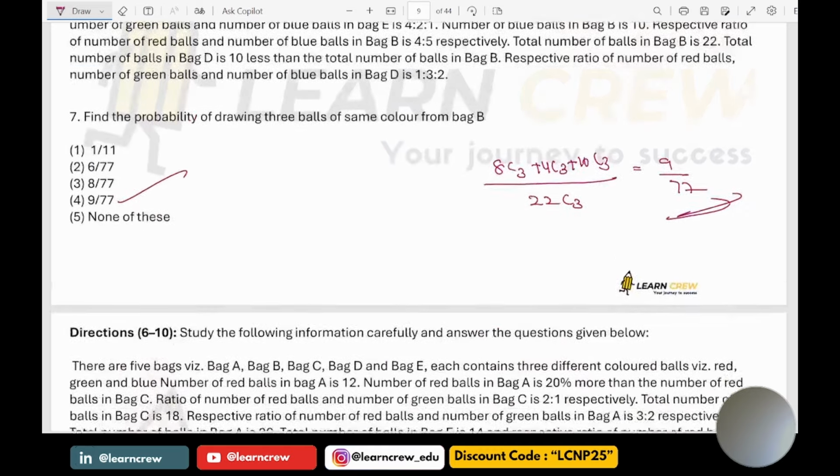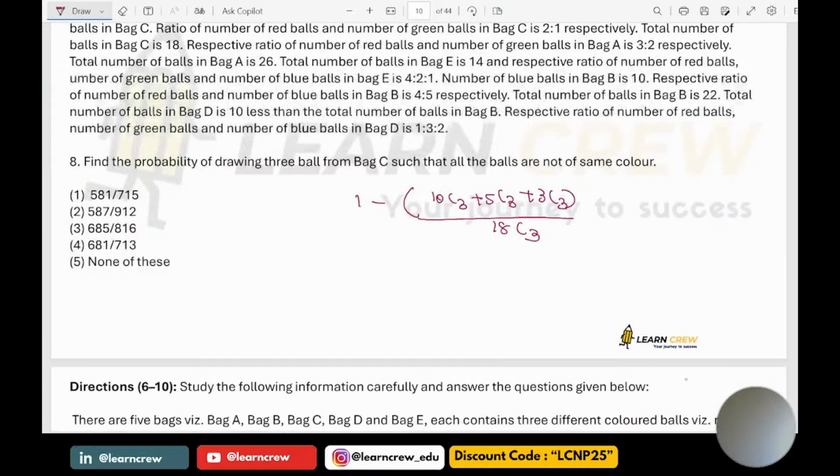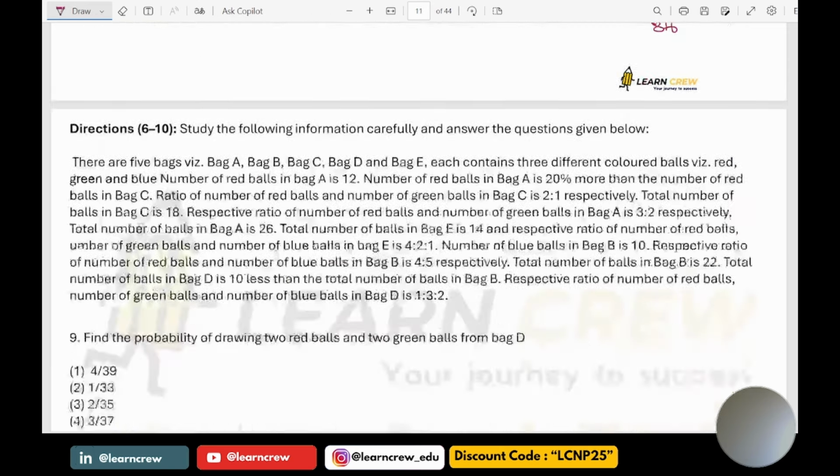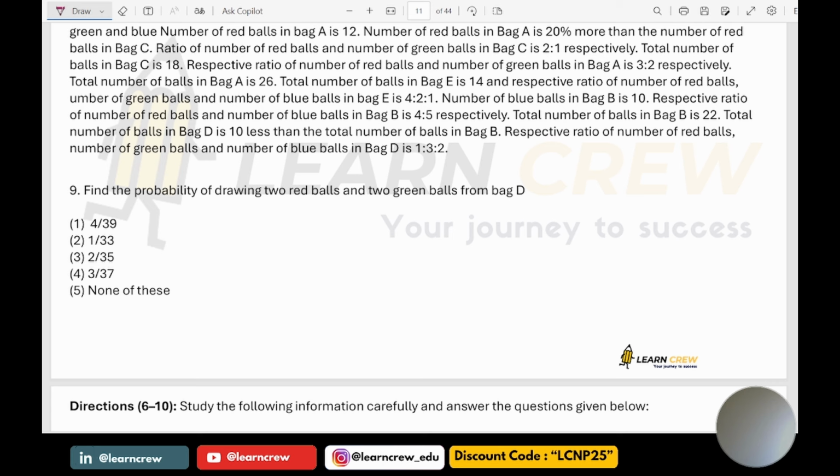So it is 1 minus, 10C3 is 120, 5C3 is 10, 3C3 is 1, by 18C3, which is 816. So how much are you going to get? It is 685 divided by 816. Next, find the probability of drawing two red balls and two green balls from bag D.